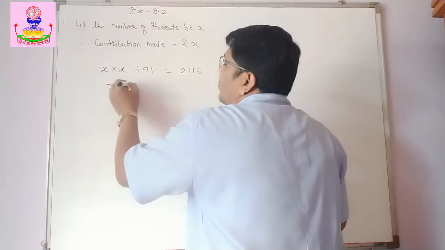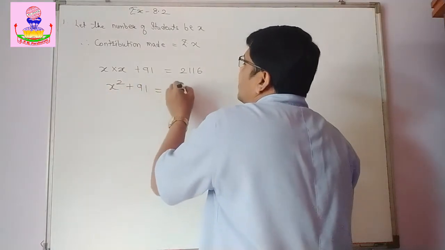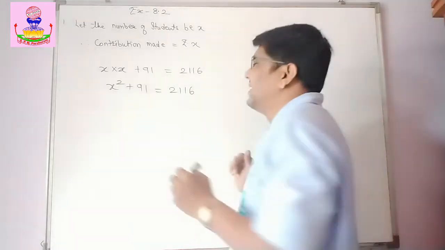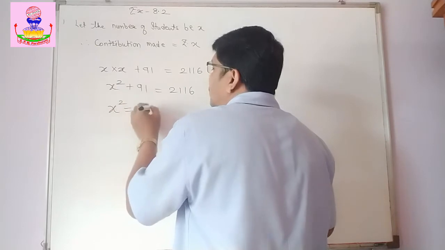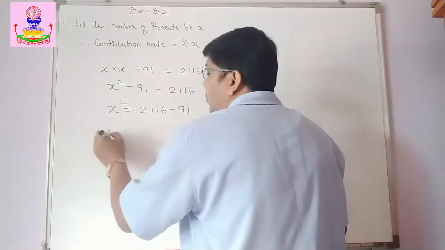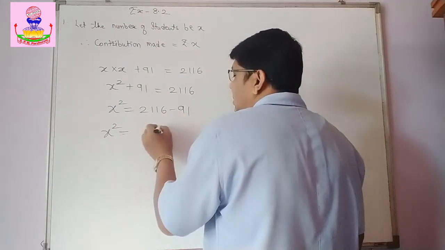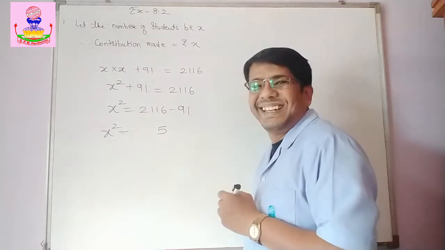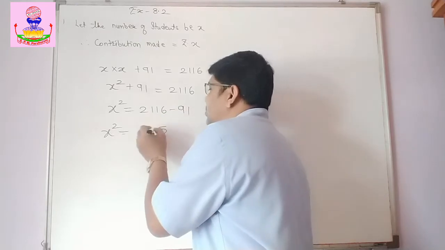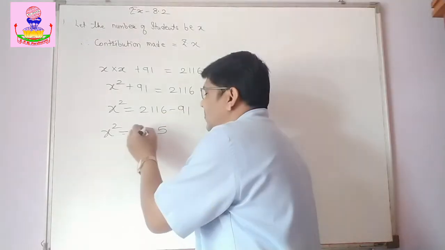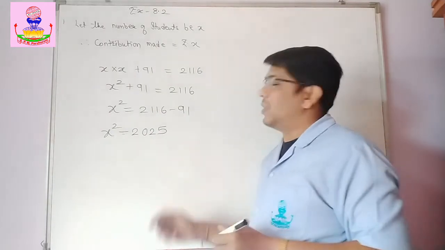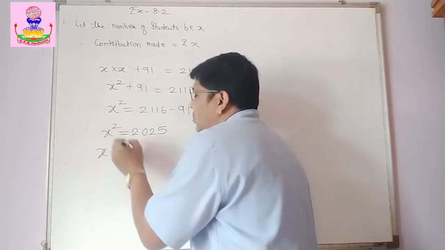Now it is simplified. We can simplify it. So x into x, x square plus 91, is equal to 2116. Bring this 91 to this side, so it will become minus. So x square is equal to 2116 minus 91. So 6 minus 1, 5. 11 minus 9, 2. This becomes 0 and 2. So 2025. You know how to find the square root.